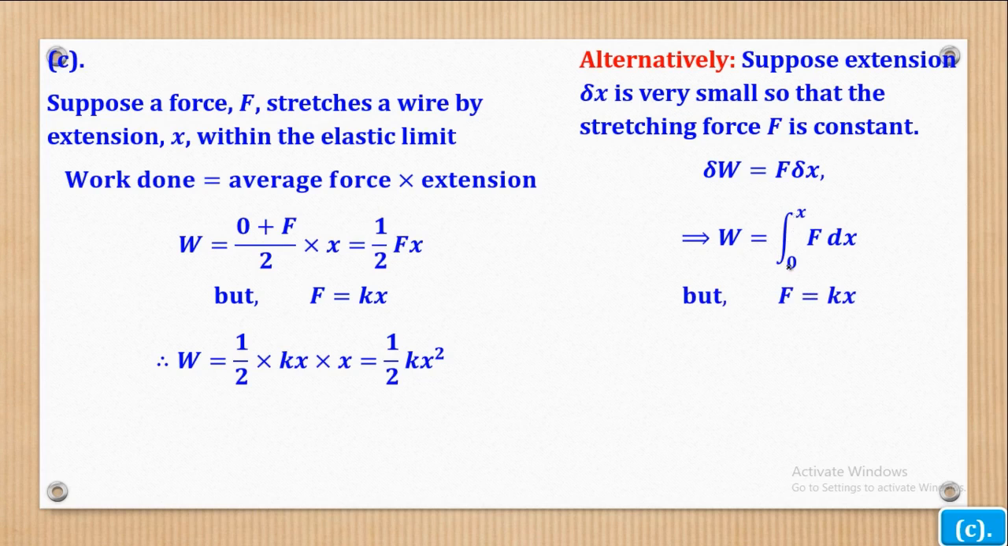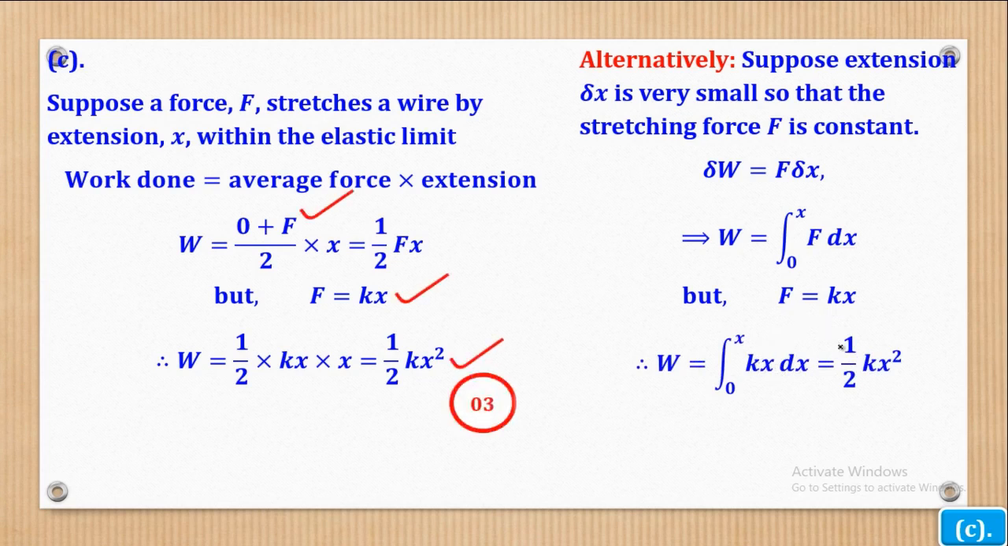Now when I integrate, I cannot integrate because I have to integrate with respect to x, but this is F. So I have to first express F in terms of x. That is why I've come here and said that F is equal to Kx. Therefore, I substitute for F, and now I can integrate because the variable x is there. So when I integrate Kx, I come up with a half Kx squared, and that is what they wanted. So any of the two alternatives is okay.